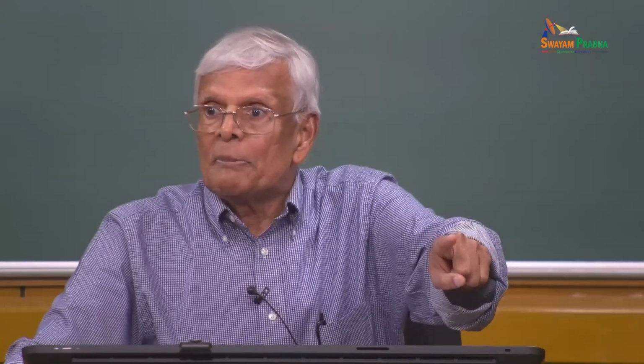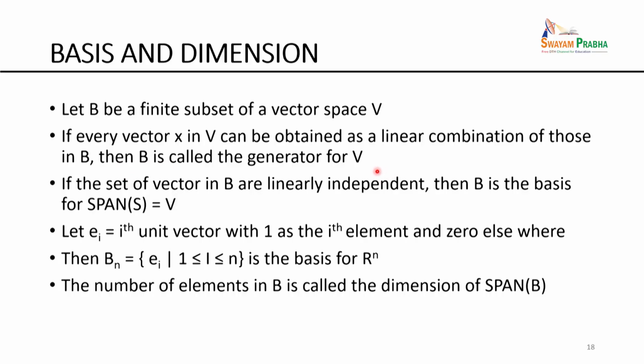You remember? Span generated by S. Every vector of the span is generated by a linear combination of the members of the set S. Then we call B the generator of V. For example, e1, e2, that is (1, 0), (0, 1), is the generator for R2. R2 is a vector space. If the set of vectors in B are linearly independent, see, I first said only a finite subset. Now I want them to be linearly independent, then B is called the basis. With me? The basis for the span of S, and S is equal to V because B generates V.